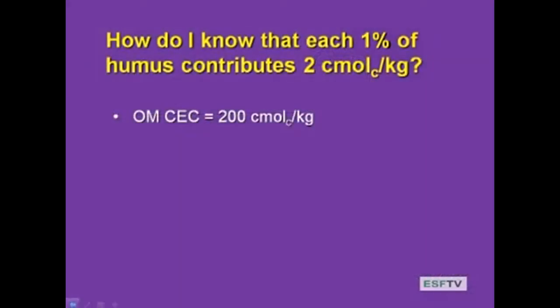It's an algebraic manipulation. What's the CEC of organic matter? We said it's an average of 200 centimoles of charge per kilogram. And you know this because now you've memorized the bottom row of that table for the CEC of various colloids. Starting with that, it's pretty easy to get to how much 1% contributes. For a kilogram of soil with 1% humus, how much humus is that? 0.01 kilograms. For 1 kilogram of soil, that represents 0.01 kilogram of humus.